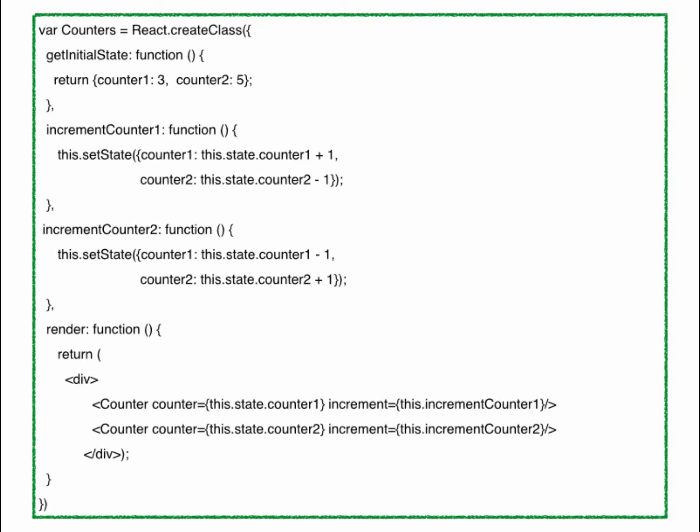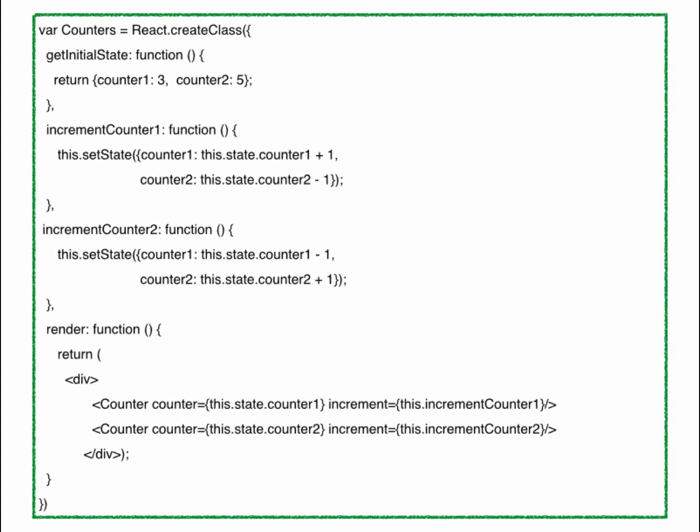That is, in a way, it is centralized in the mother or in the parent component. So again, we have 2 state variables, counter1 and counter2. We have 2 callback functions: increment counter1, which increments counter1 and decrements the second counter, and an increment counter2 callback, which increments the second one and decrements the first one.